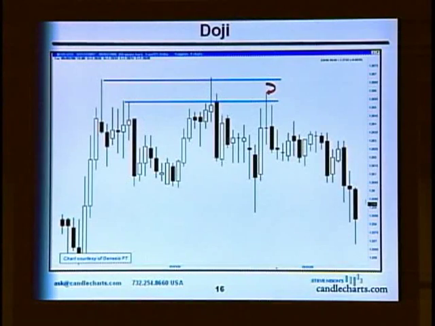So here we have a classic resistance area, and we have the doji confirming the resistance. This is the power of adding Western technicals to candles, which we'll be looking at in a lot of detail later on.